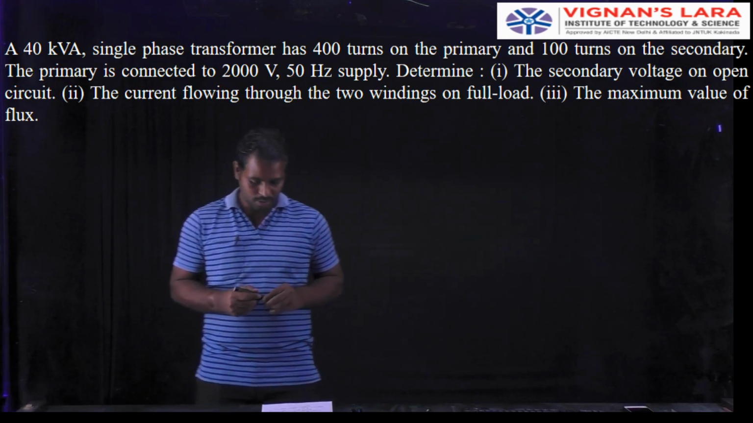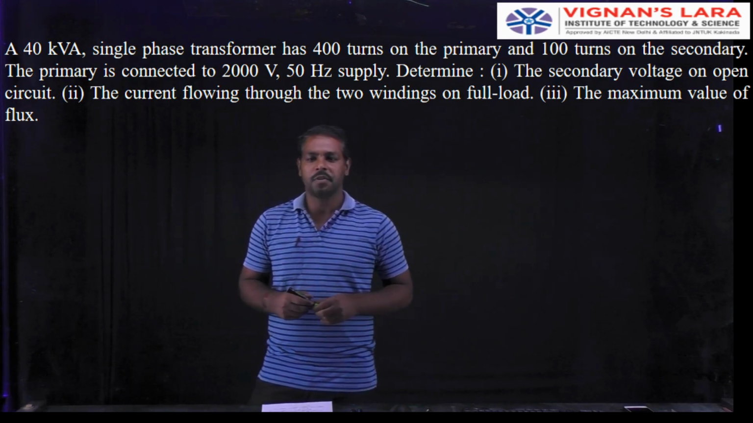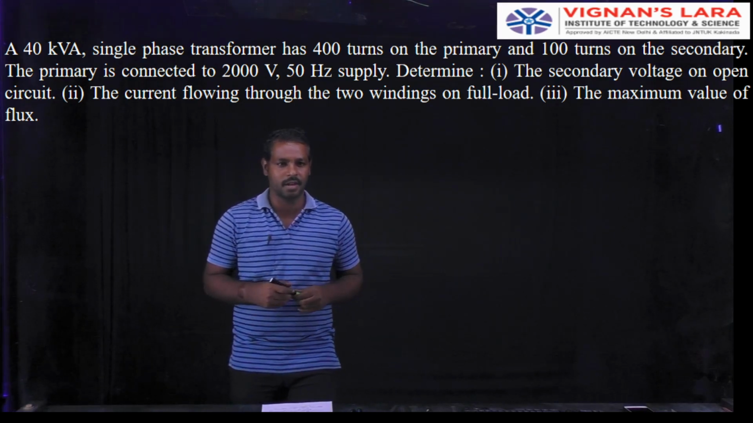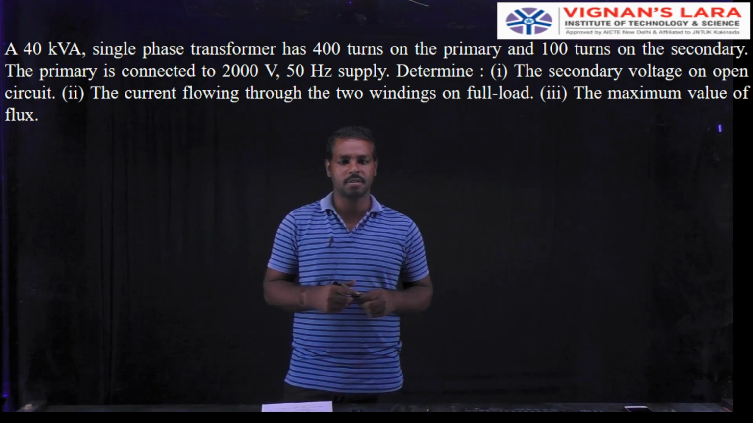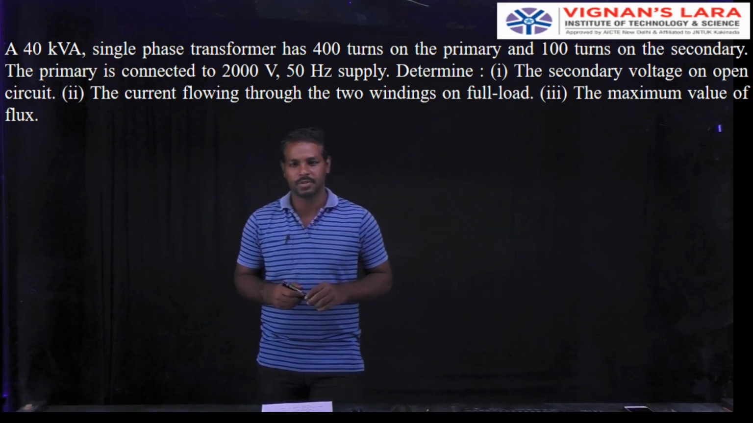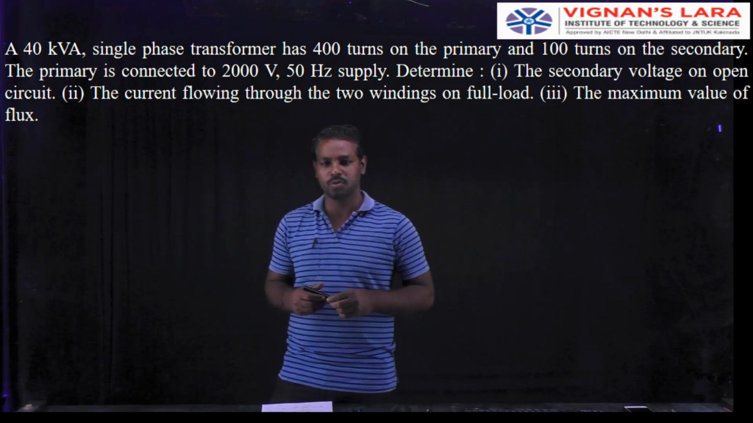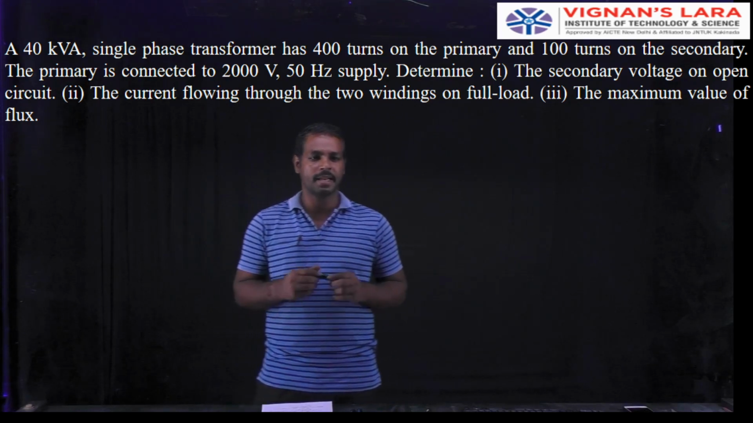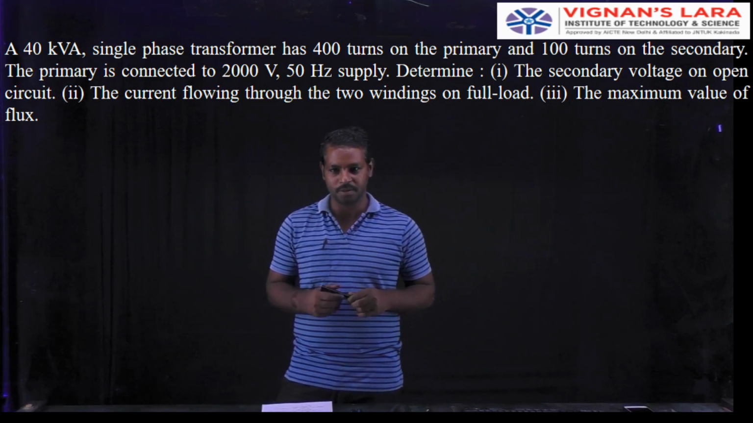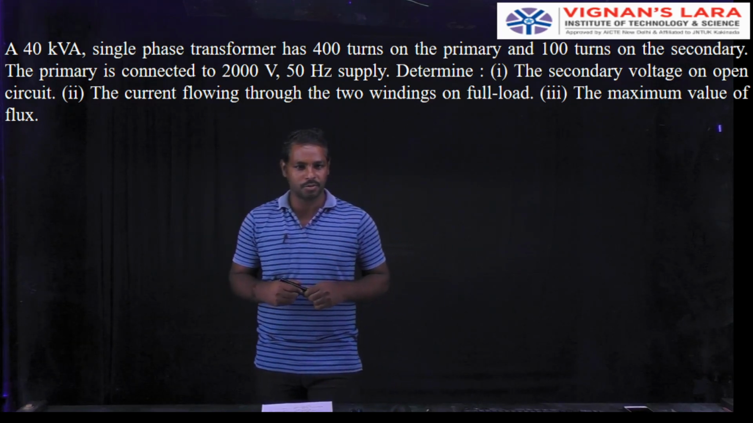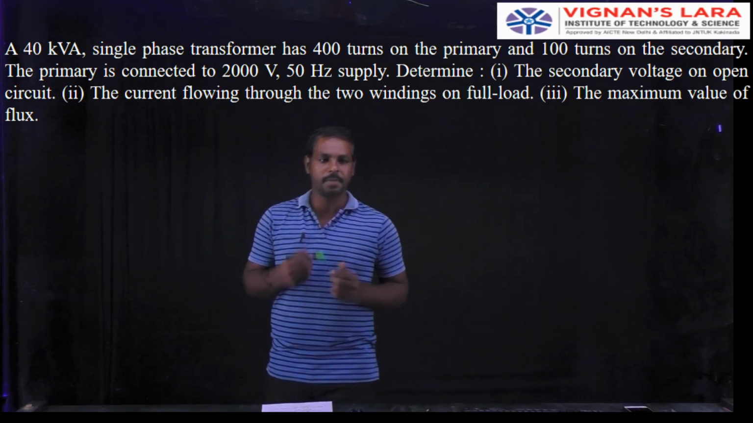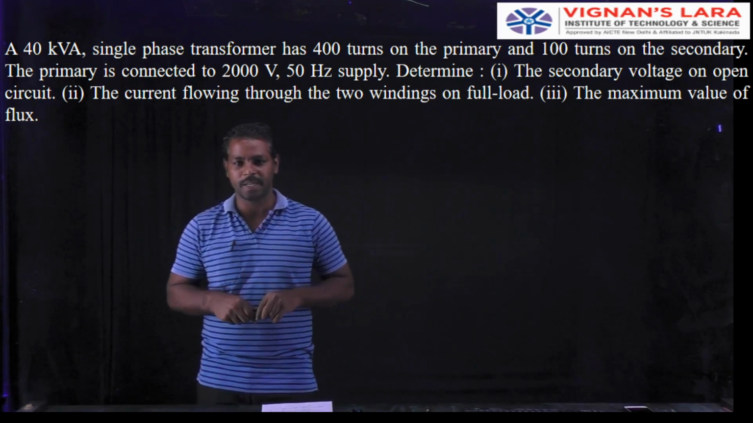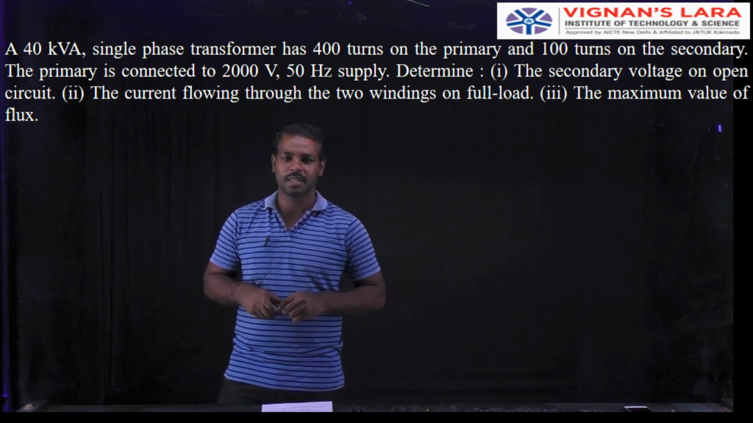So the first one is a 40 kVA single phase transformer that has 400 turns on the primary and 100 turns on the secondary winding. The primary is connected to a 2000 volts, 50 Hz supply. Determine the secondary voltage on open circuit, the current flowing through the two windings on full load, and the maximum value of flux. So these three parameters are to be calculated using the given data.